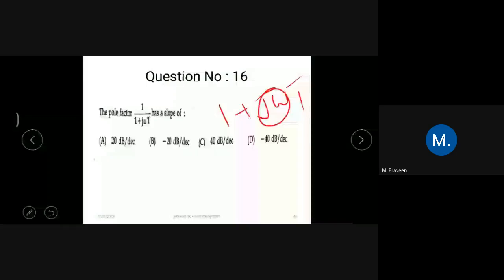If it is 1 by 1 plus j omega t the whole squared, your slope will be minus 40 dB. For each s, or for each omega, we have 20 dB. The plus or minus depends on the position of that s. If s is placed in the numerator, then we have plus 20 dB. If s is placed in the pole's location, then we have minus 20 dB. Hope you understand. For this, the answer is minus 20 dB.